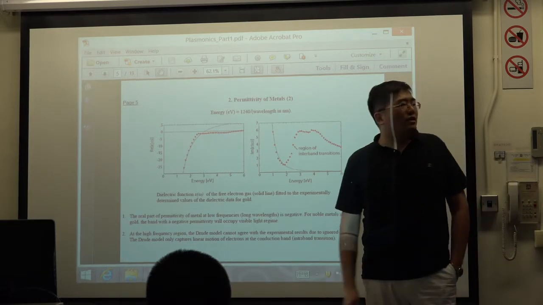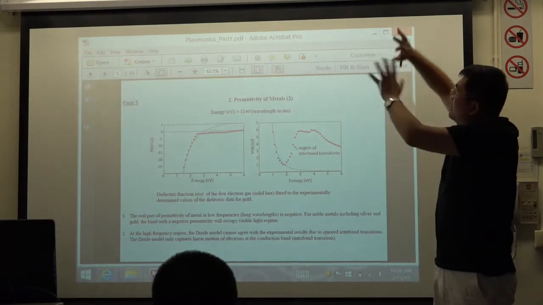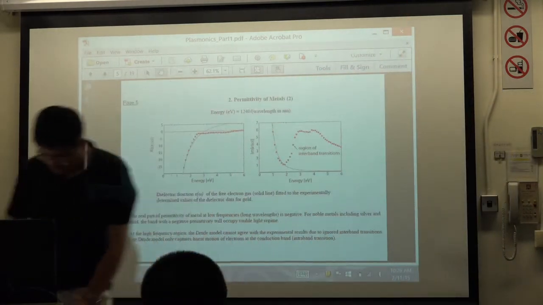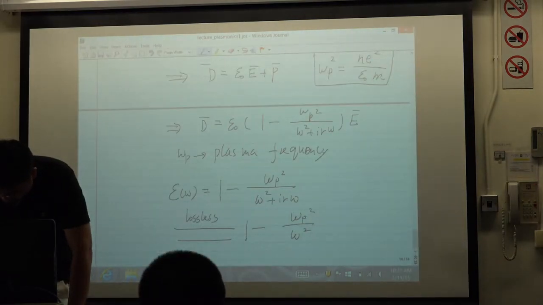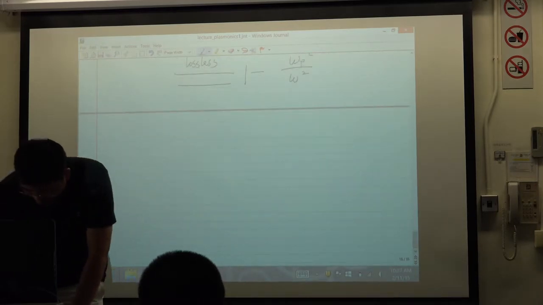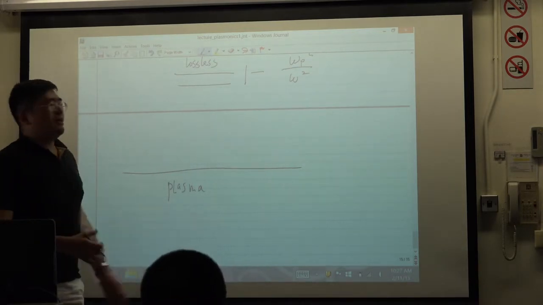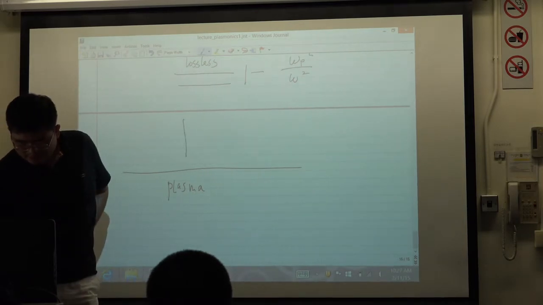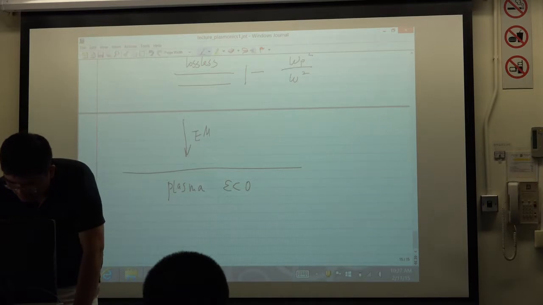If epsilon is negative, consider a bulk, a half space, and free space. Let me draw this picture. Why does negative permittivity give a decay feature? If this is a plasma, with many free electrons, this is an EM wave. When epsilon is smaller than 0, what happens? With mu equal to 1, no problem. How about K?